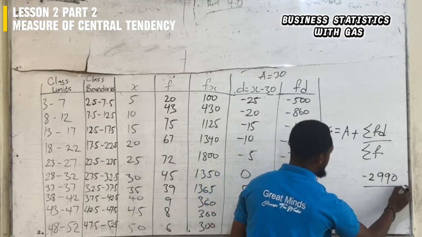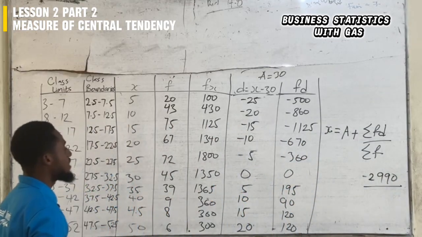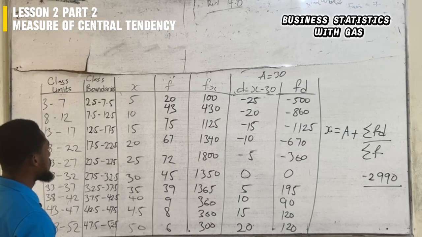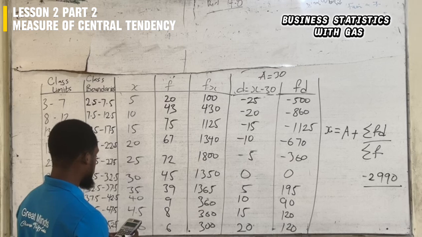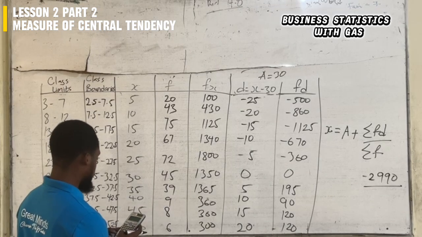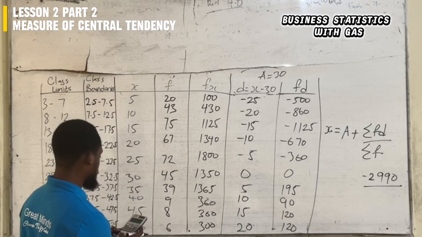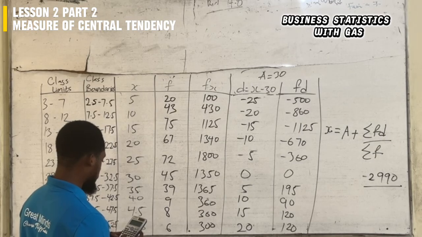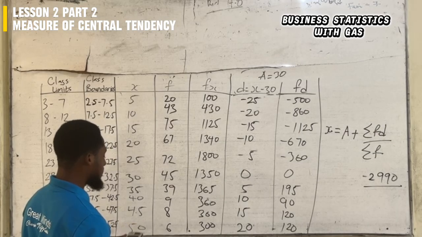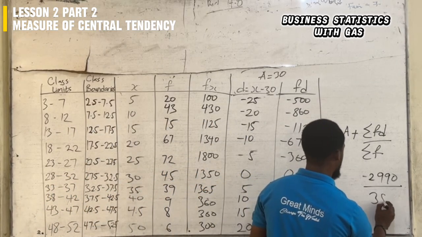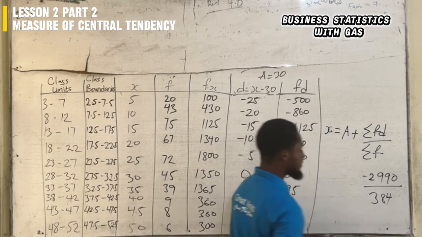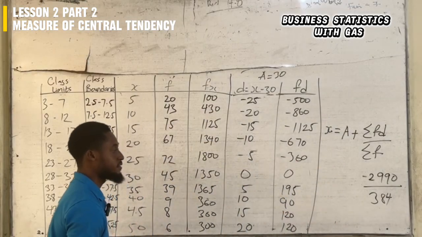So we will divide our sigma FD by our sigma F. Now let's get the total of our sigma F. We are going to add all the F. So we have 20 plus 43 plus 75 plus 67 plus 72 plus 45 plus 39 plus 9 plus 8 plus 6. We are getting 385. Sorry, not 385. Our sigma F is 384.